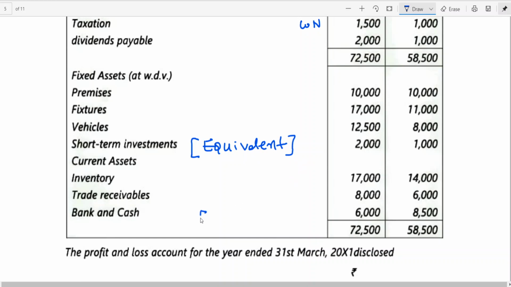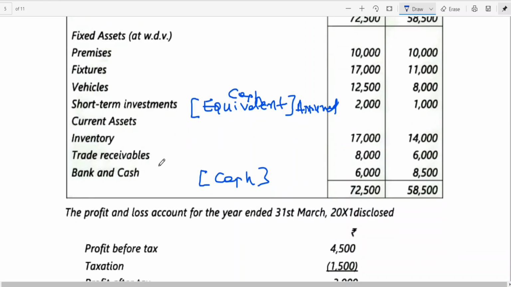Okay, now bank and cash is cash. These two will come under cash and cash equivalent. So this cash equivalent, this one, is assumed. Why? Because we don't have any number of months. I have seen problems where, in the adjustment, they give you 6 months or something, and then the treatment will be different. It will be taken as investing activity.